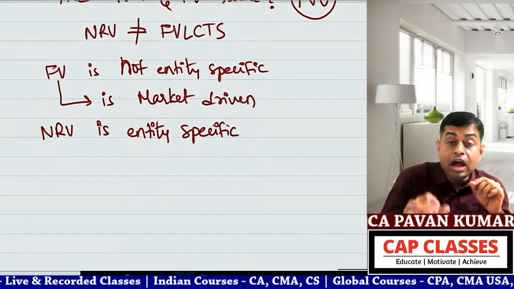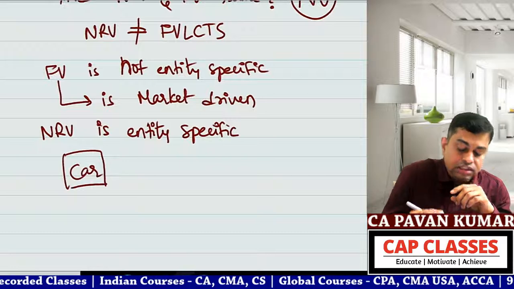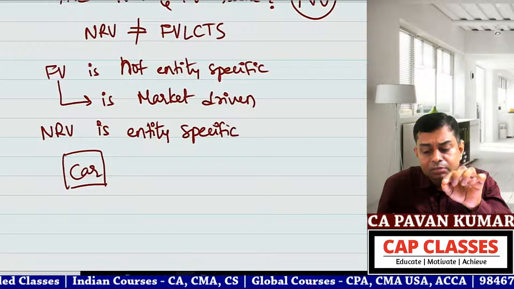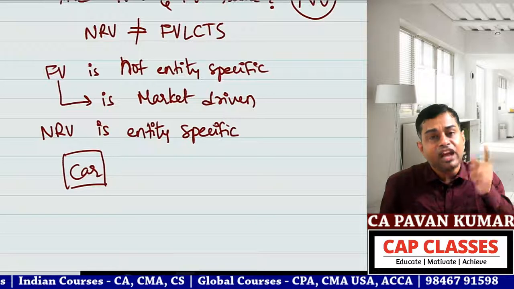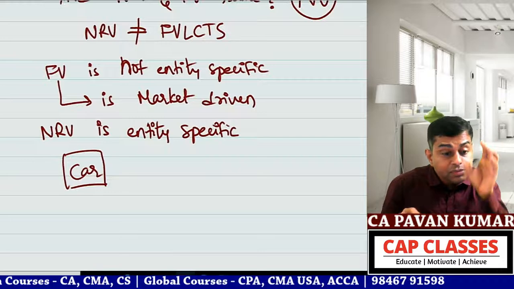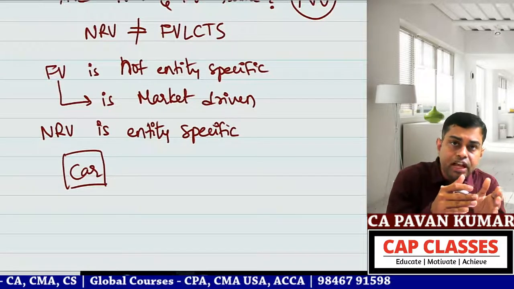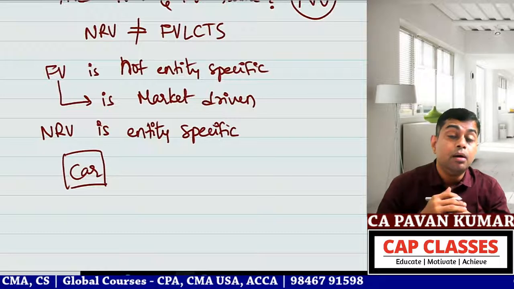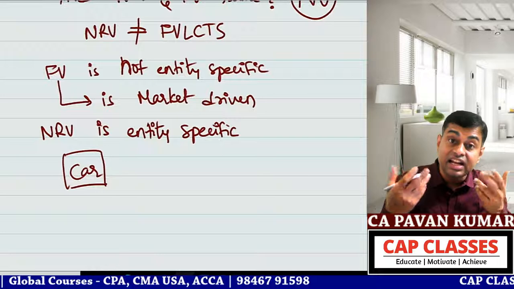That means if you have a car, the same car, whether it is in the books of A Limited or in the books of B Limited, its fair value will be the same. But net realizable value will not be the same because it is entity driven.